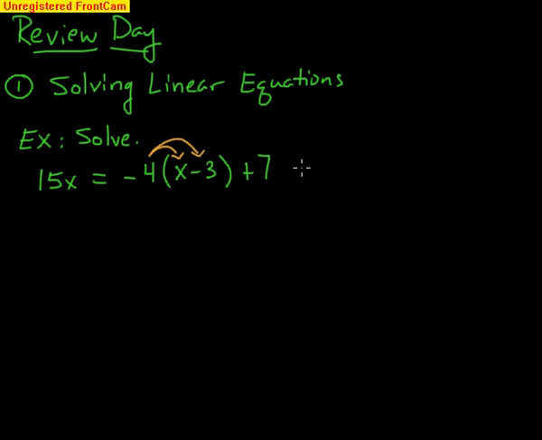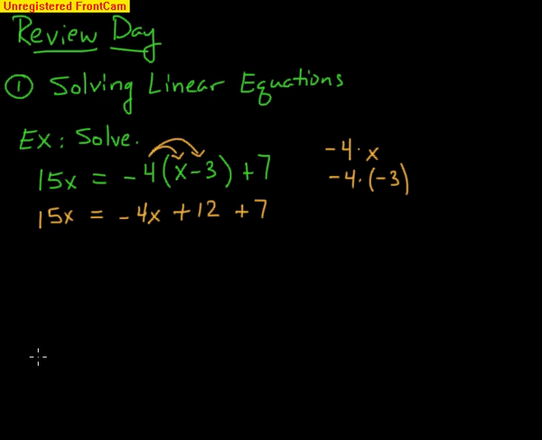Now, when you distribute, you are doing multiplication. 2 times negative 4 times x and negative 4 times negative 3. 2 multiplications. So what happens? The 15x comes down, equal sign comes down, and now we multiply. Negative 4 times x is negative 4x. Negative 4 times negative 3 is positive 12, and the positive 7 comes down.